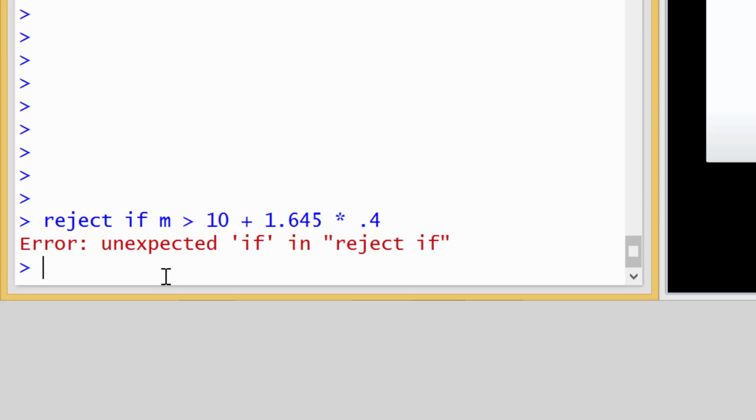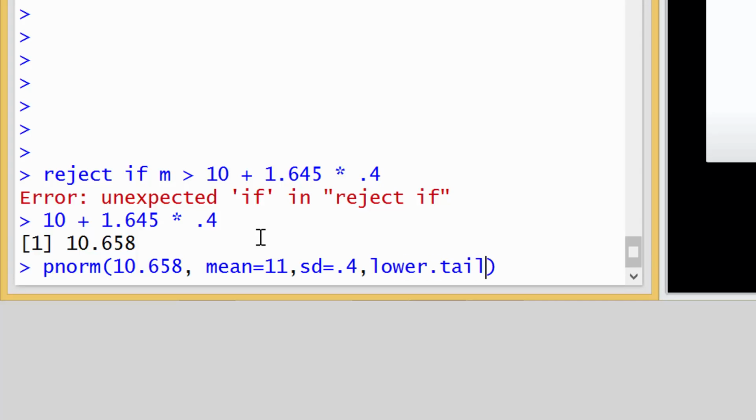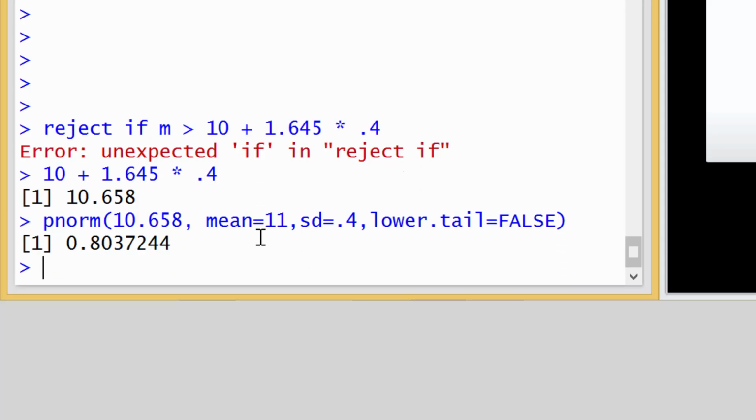And then let's just figure out first what this number is, just so we don't have to, so I'm going to run out of screen real estate here. Okay, so it's 10.658. So we want pnorm 10.658, right, where the mean is 11, because we're calculating under the alternative, and the standard deviation is 0.4. And then I want lower.tail equals FALSE, because we're testing greater than. Okay, so it works out to be 0.804.